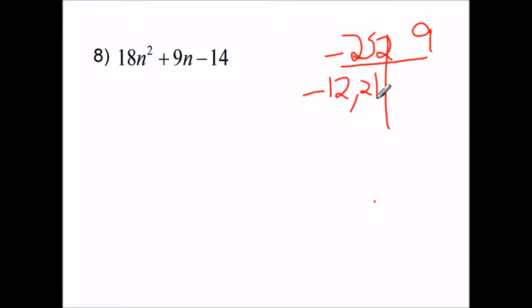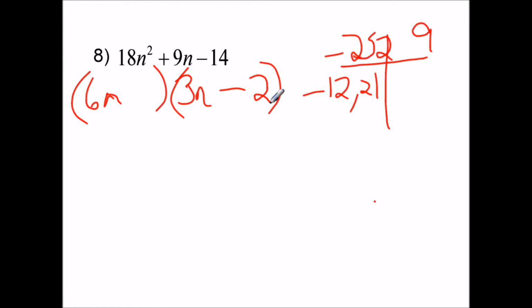All right, so now when I do first times first, I could do 9 and 2, 6 and 3, or 18 and 1. I think what I need is 6n and 3n, because 6 is a factor of 12 and 3 is a factor of 21. So 6 times negative 2, that's outer times outer, gives me negative 12. 3 times positive 7, that's inner times inner, gives me the positive 21. And last times last is negative 14.